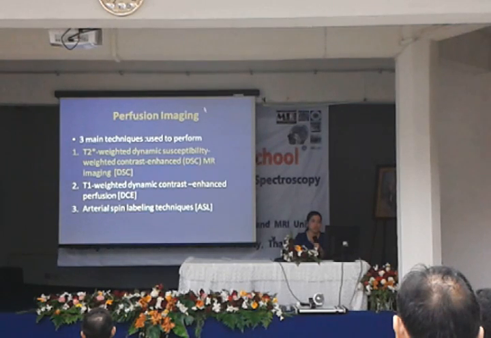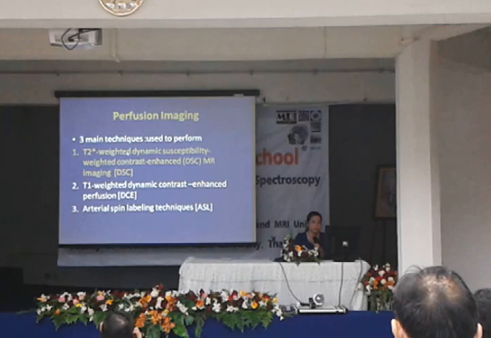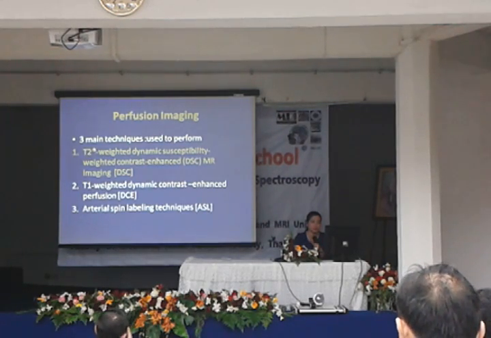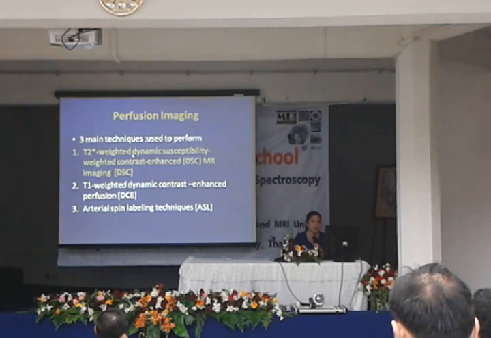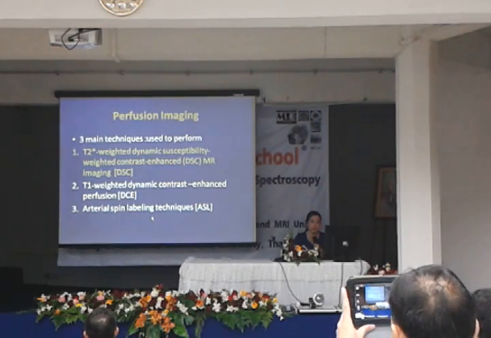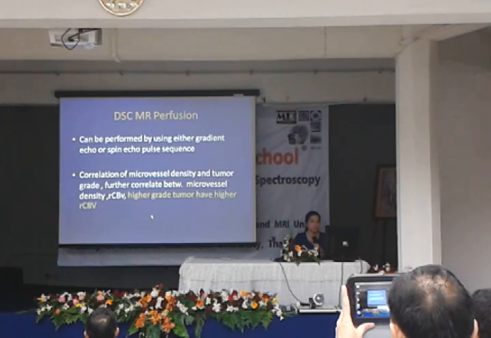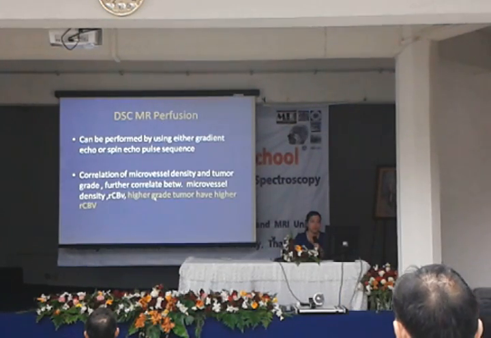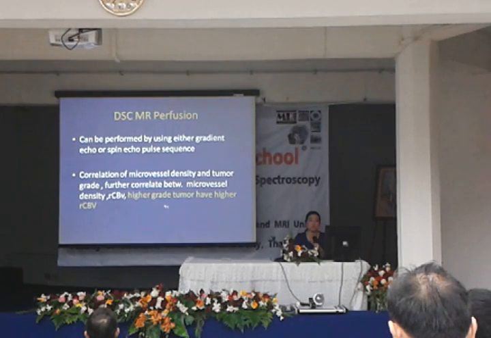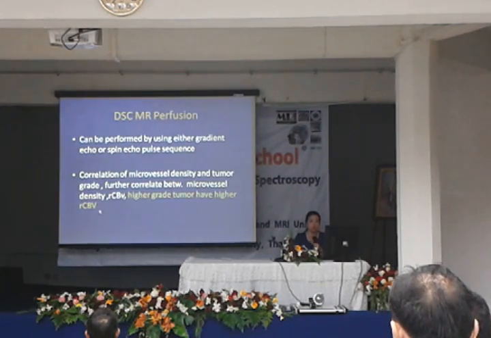Moving on to perfusion imaging. We have three main techniques that we use a lot. The first one is T2* weighted dynamic susceptibility contrast enhanced, or DSC. The second one, DCE or arterial spin labeling, I didn't use much. For DSC MR perfusion, we use it a lot in brain tumor because higher grade tumors have higher cerebral blood volume.